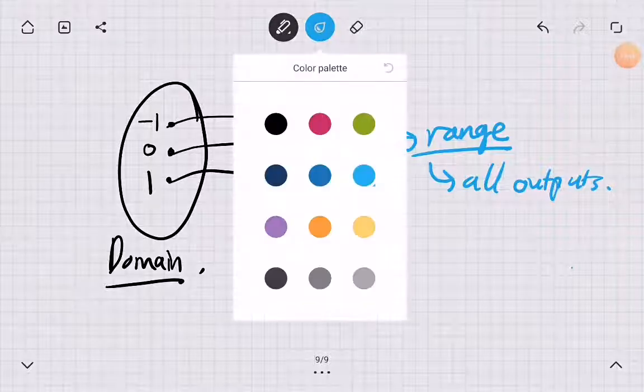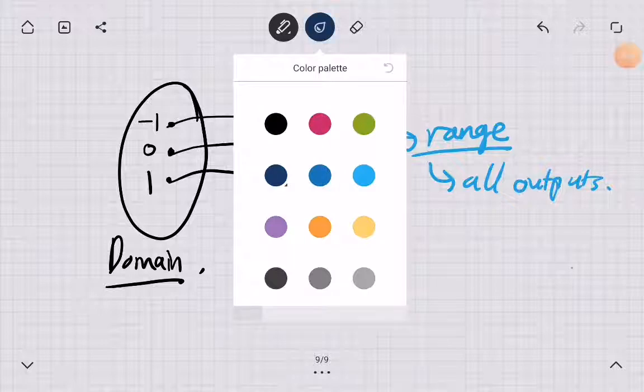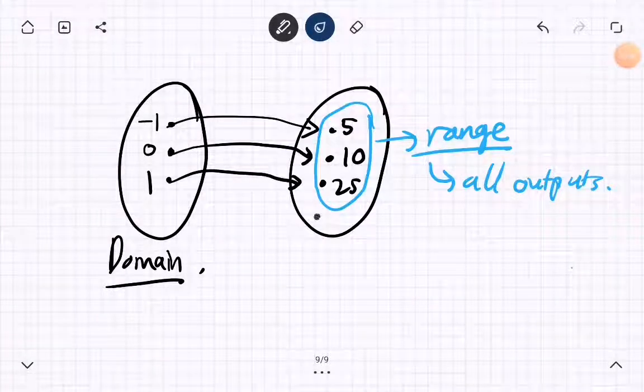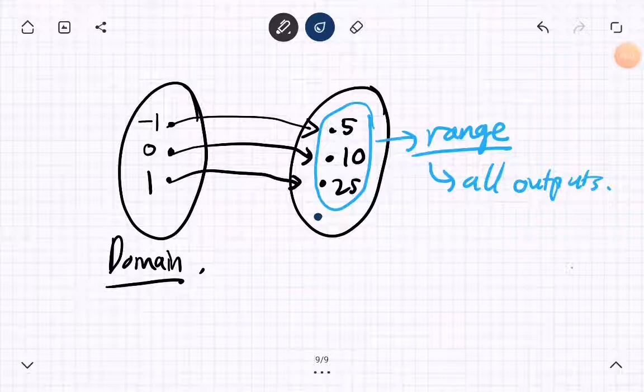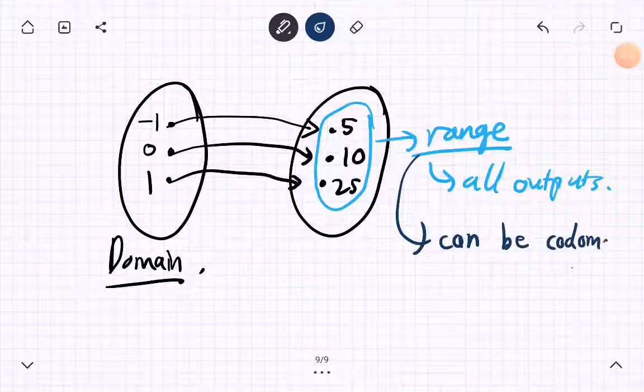Now, okay, we say that this is the range, but can this be the codomain? Of course it can, because it has the range, right? It has all the outputs, right? So the range can be the codomain. No issue in that. Okay, it has all the outputs, it has all of this.